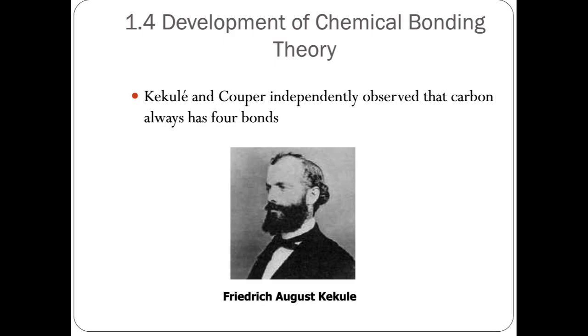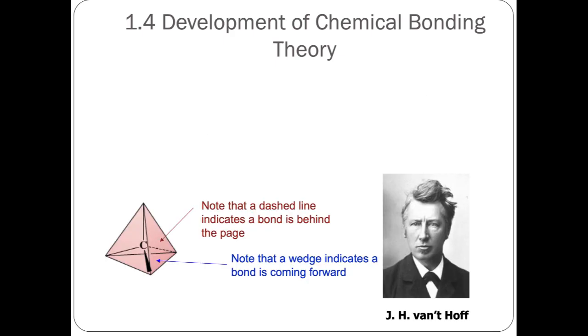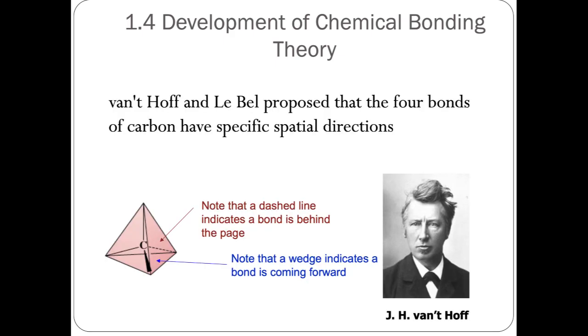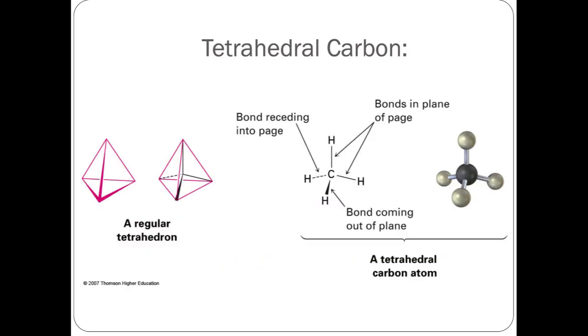Kekulé and Couper independently observed that carbon always has 4 bonds. Van't Hoff and Le Bel proposed that the 4 bonds of carbon have specific spatial directions. Atoms surround carbon as the corners of a tetrahedron. You can see here 2 carbon-hydrogen bonds in the plane of the page, 1 carbon-hydrogen bond receding into the page, and 1 carbon-hydrogen bond coming out of the plane.